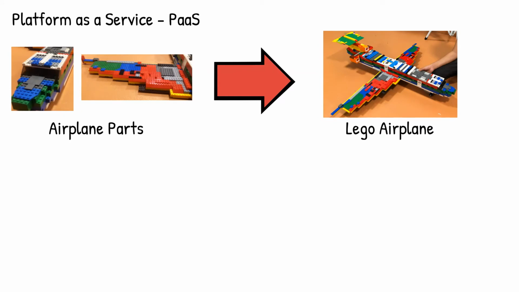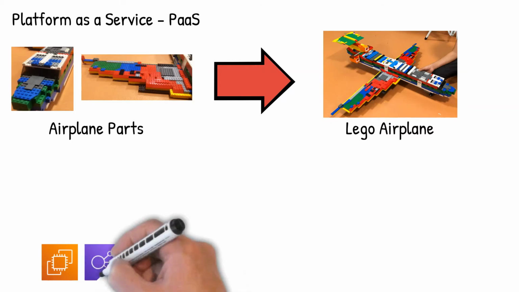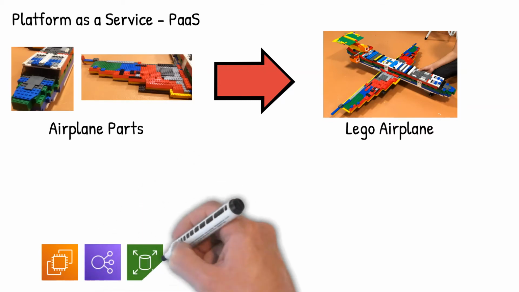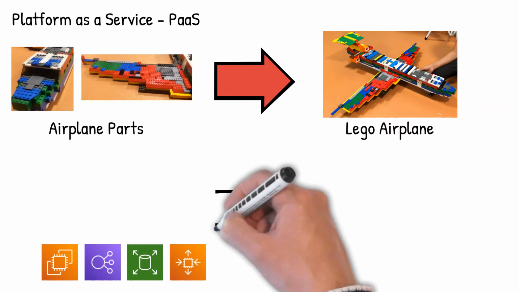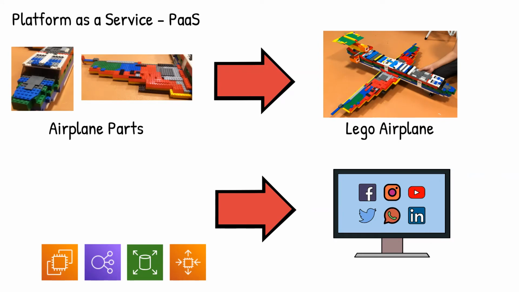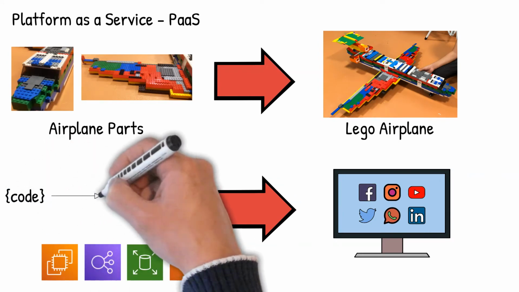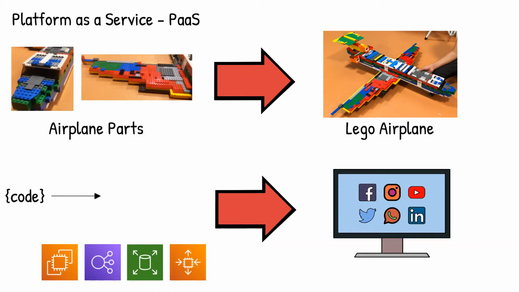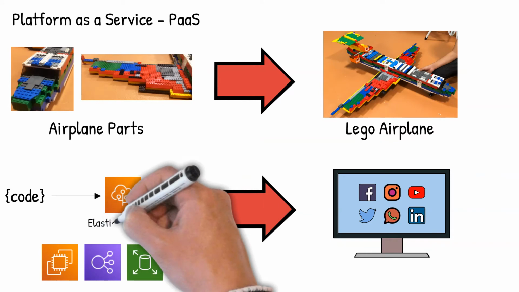Platform as a service removes the need for your organization to provision and manage the underlying infrastructure, allowing you to focus on your application's deployment. Most heavy lifting has been taken care of for you. All you have to do is upload your code, and the platform will handle the rest. Elastic Beanstalk is an example of platform as a service.